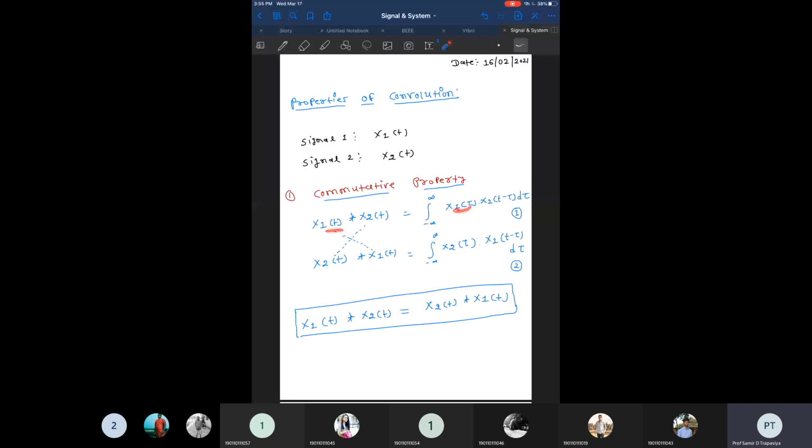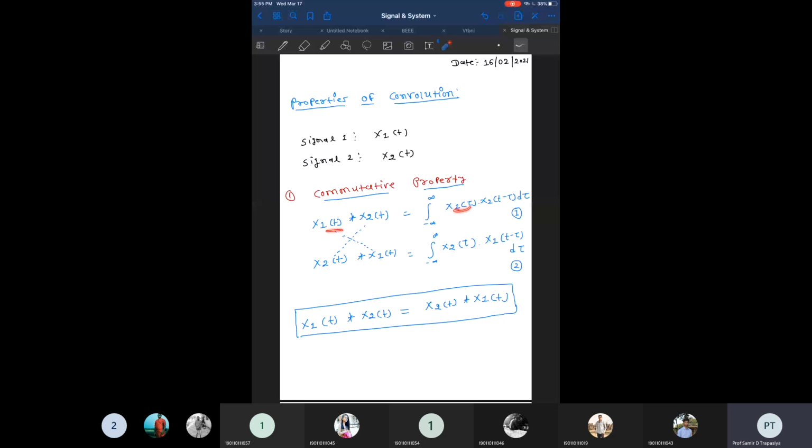Now we come to the distributive property. The distributive property tells us that if we make a convolution where x1 of t is convoluted with x2 of t plus x3 of t, so if the signal is the addition of x2 of t plus x3 of t, then it is equivalent to taking the individual convolution of x1 of t with x2 of t and x1 of t with x3 of t, and then adding them.